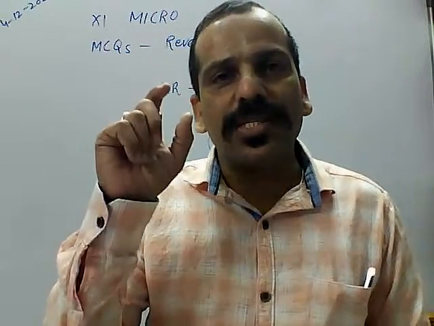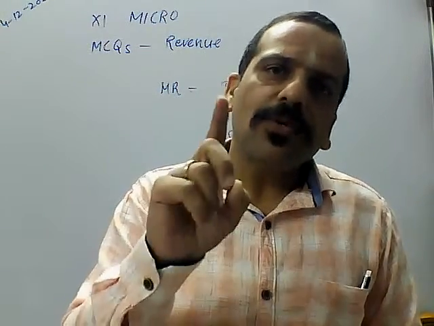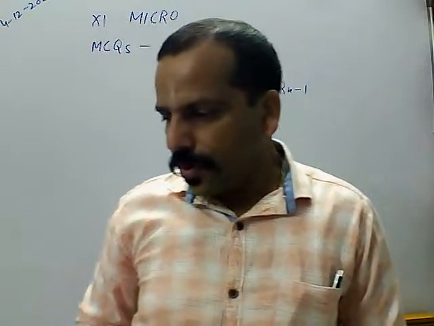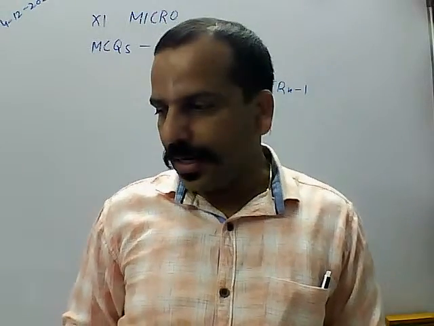Why is there a change in the total revenue by 10? Because you sold one more. And what is the price of that particular unit? Rupee 10. Understood? Okay? Clear?